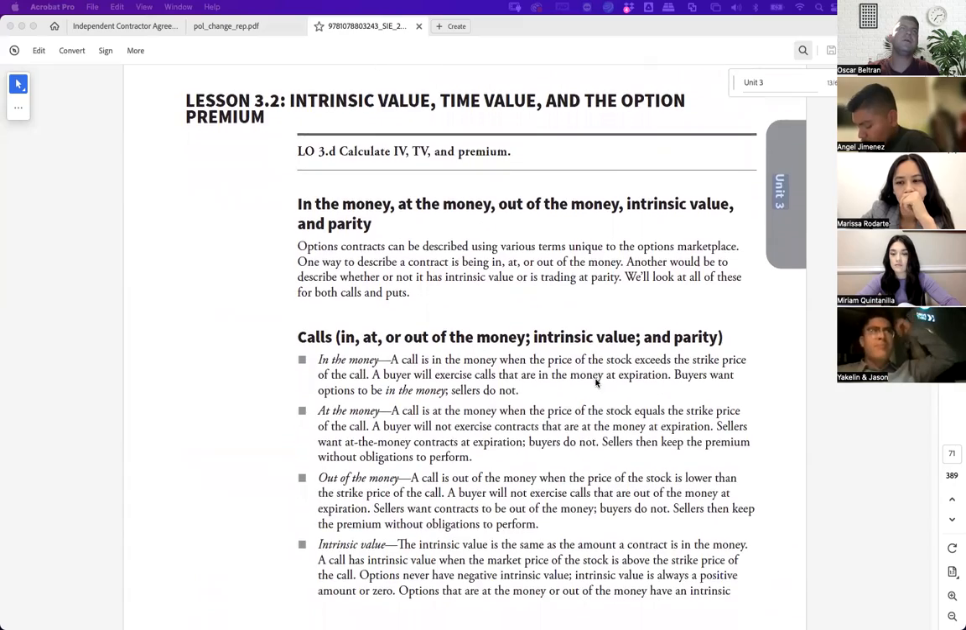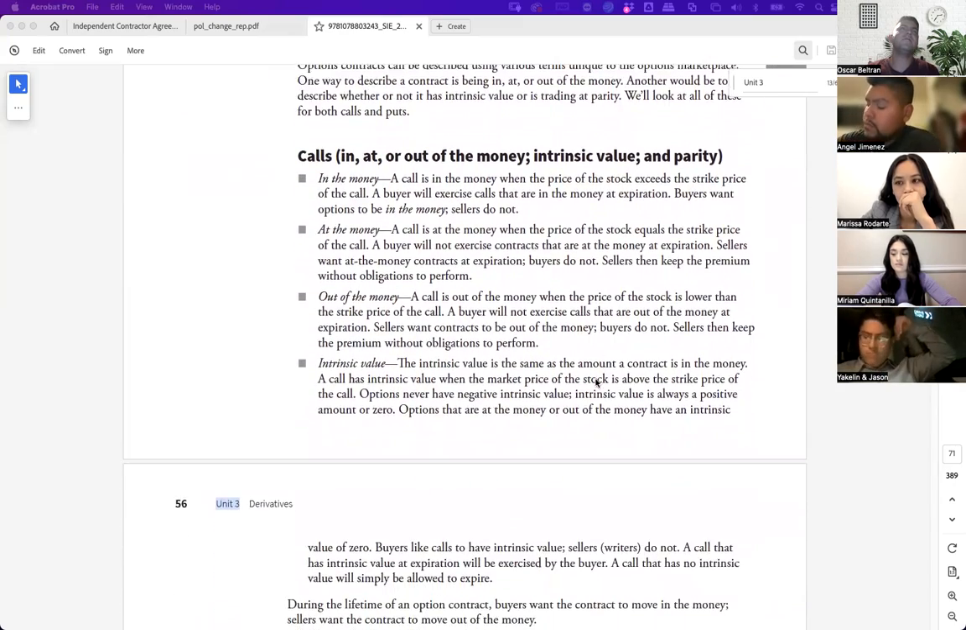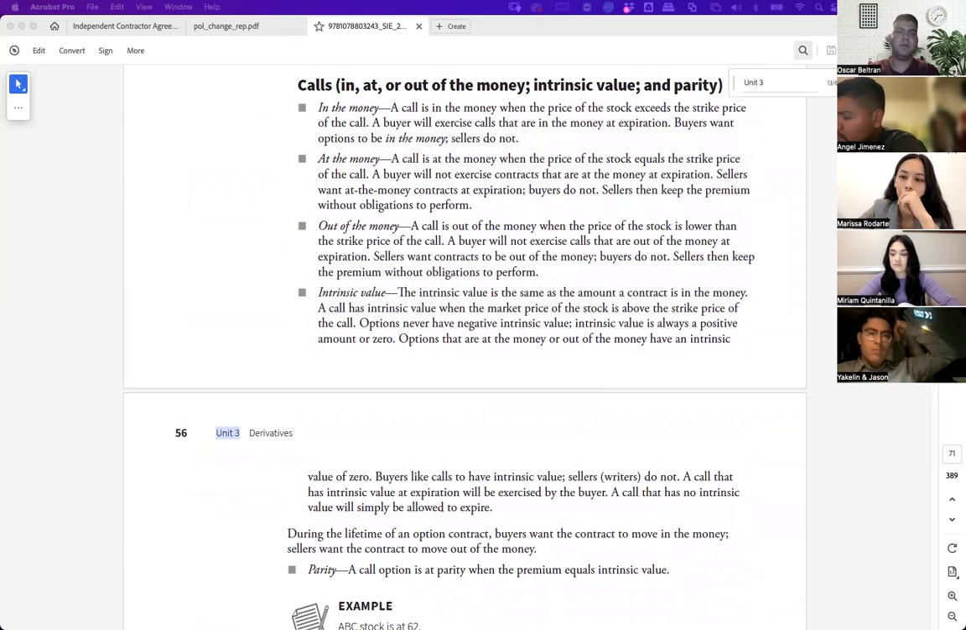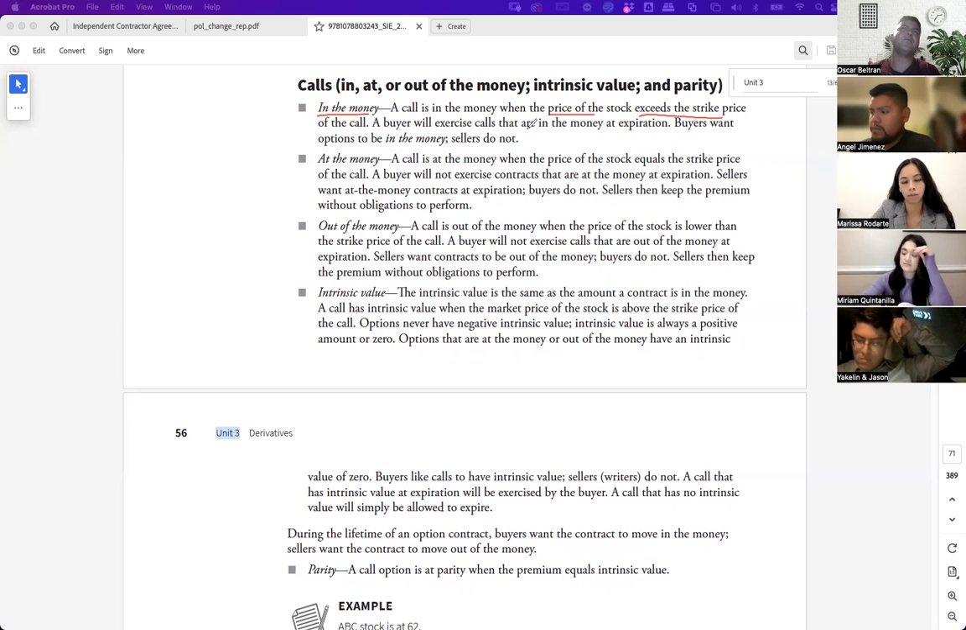All right, cool. So right here are some basic terms. For calls, in order for it to be in the money, it has to be, here it is, when the price of the stock exceeds the strike price of the call. A buyer will exercise a call that is in the money at expiration. Buyers want the option to be in the money. That's where they make what? Profit. Yep, exactly. They want to make money.